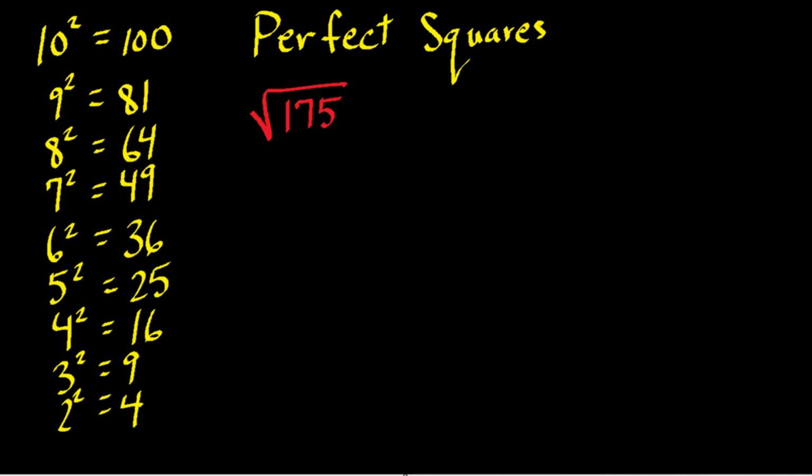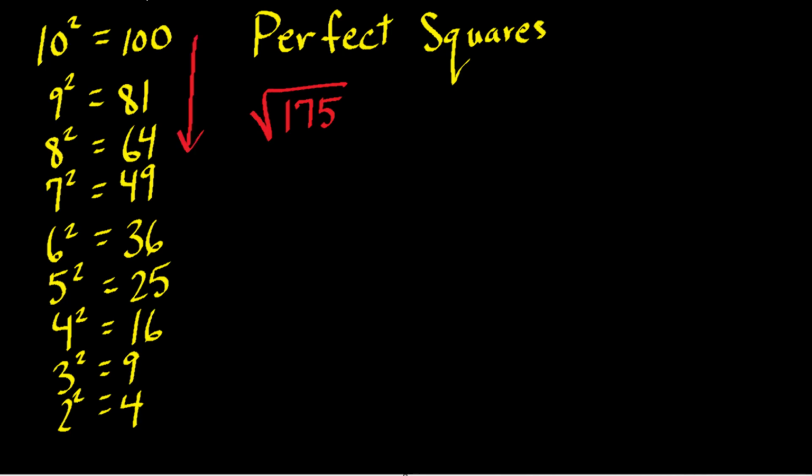In this video, I'm going to show you my favorite way of simplifying radicals. I like to start by making a perfect squares list when I'm breaking down square roots, such as square root 175. I like to take the 175 and divide by the largest number in my list here, 100, and then by 81, and so forth until I find a value in the list that divides evenly into 175.